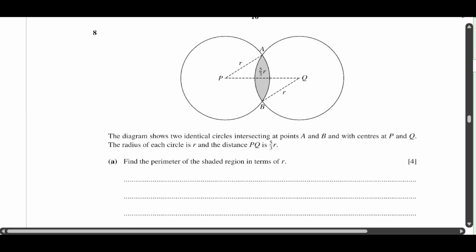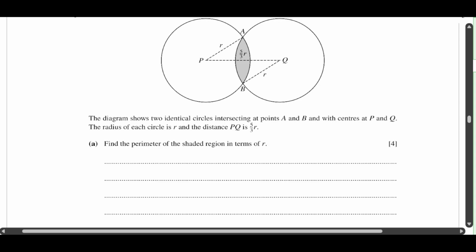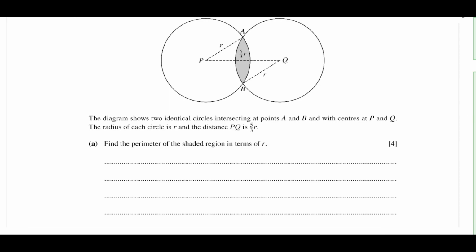Then here we have the next question. The diagram shows two identical circles. We can see two identical circles over here. Okay, you just see this problem. I'll come in 1 minute. Just a minute. Try this problem.